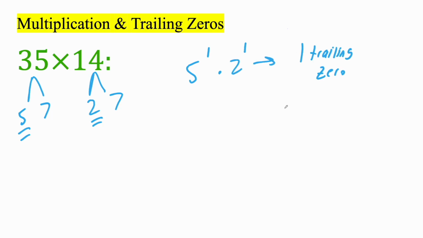In fact, if we use a calculator, we're going to get 490. And so we see the trailing zero. And that's pretty much it for this video.